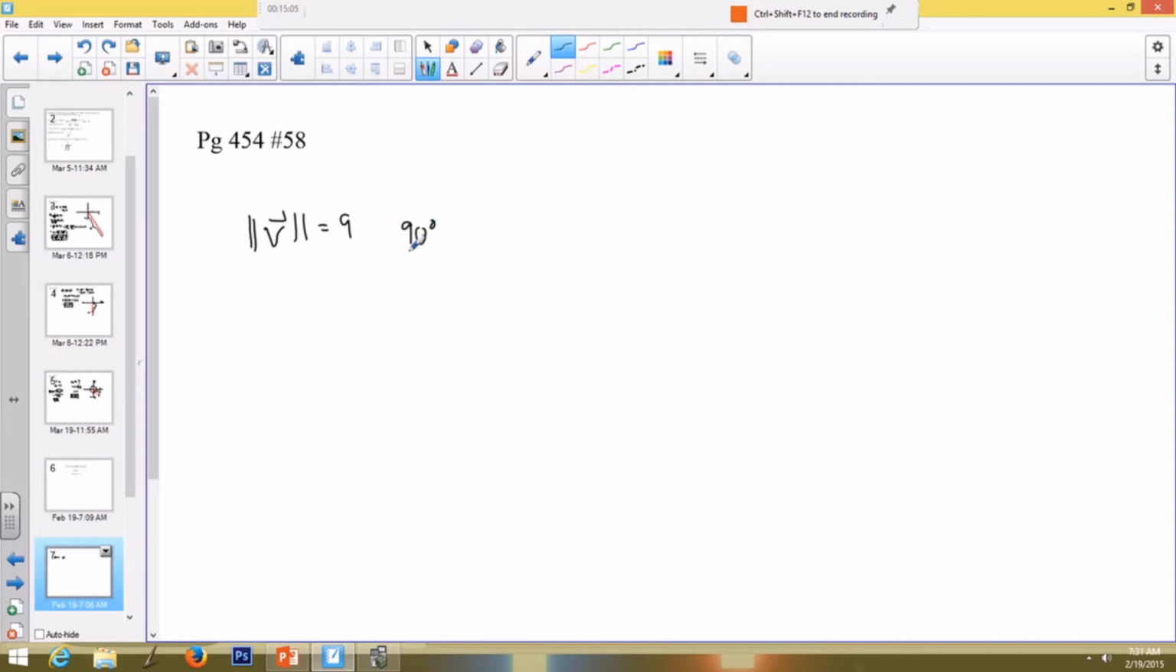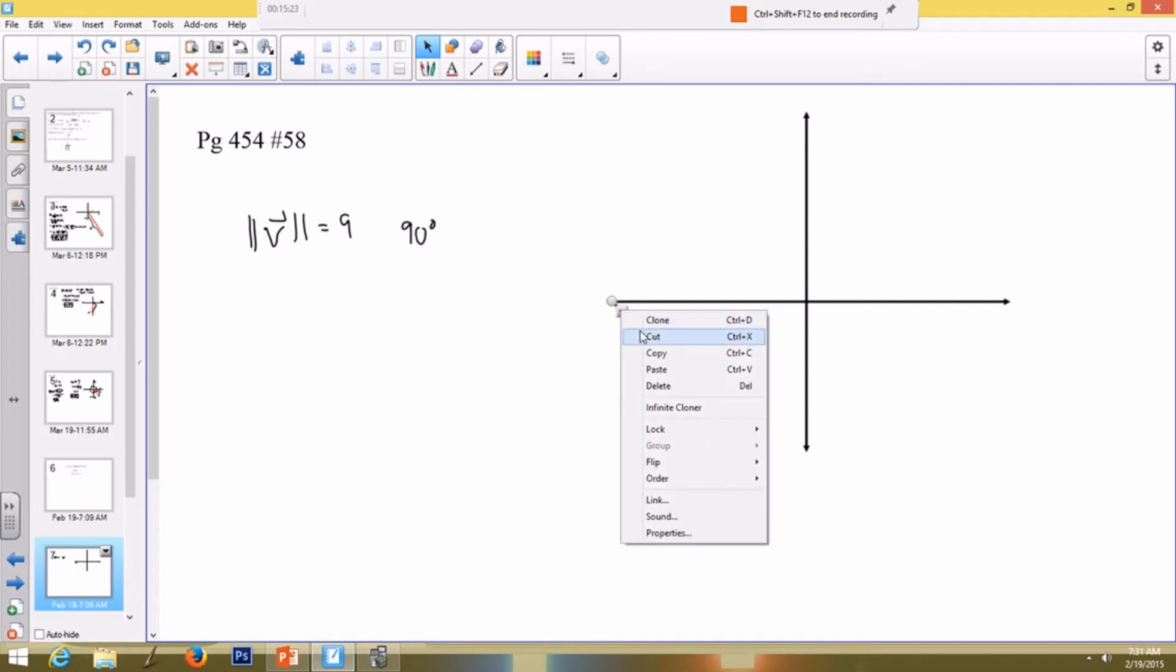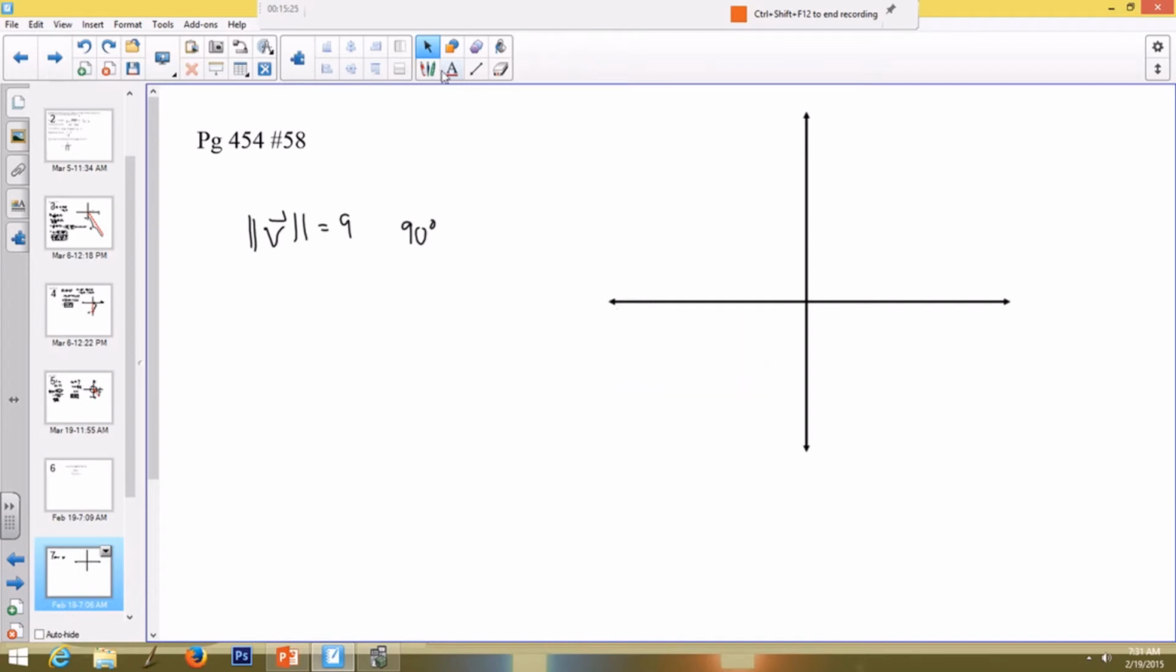Now this one is fairly easy, fairly straightforward, because we know 90 degrees. If we start with any vector and we go 90 degrees, well, that's just straight up and down. So this one's fairly easy. We can just figure it out to be (0, 9).